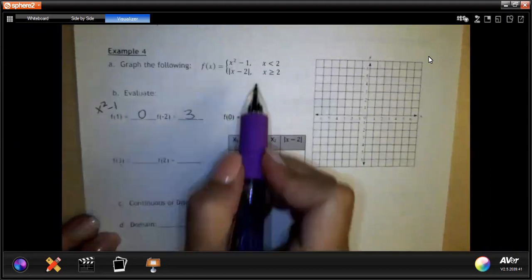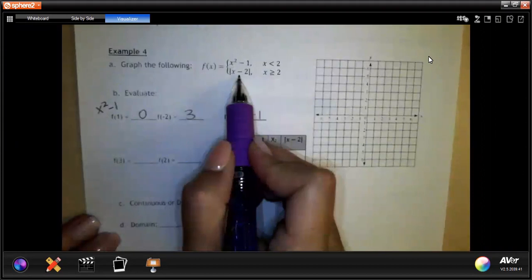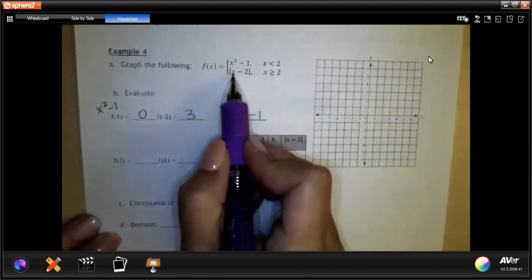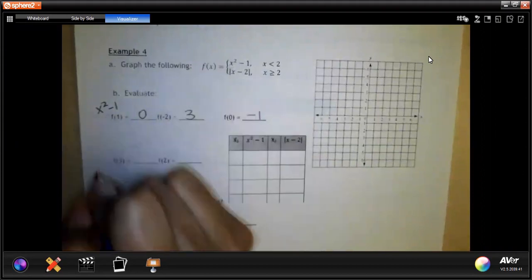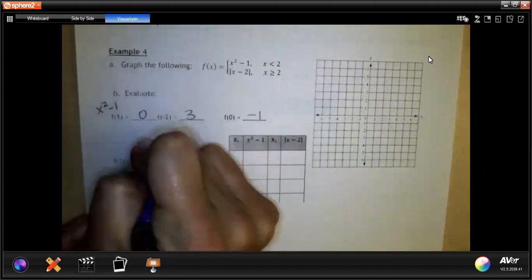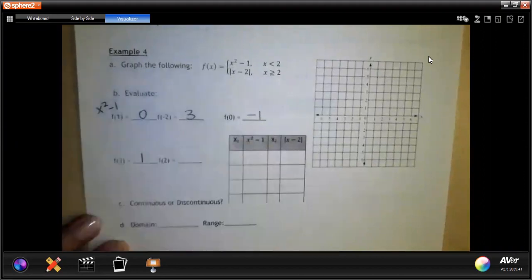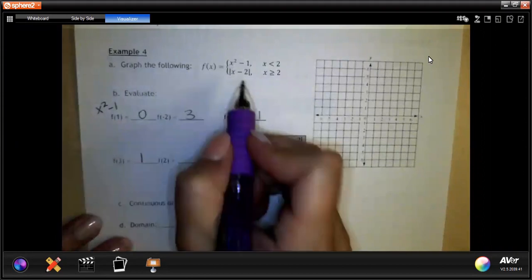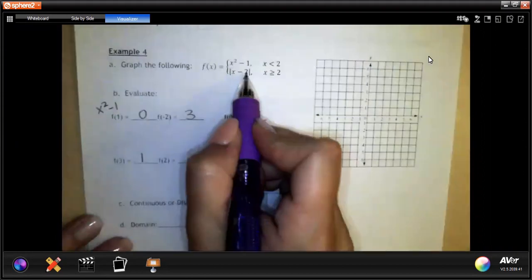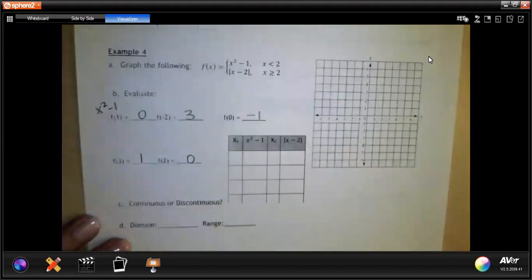On the 3 that we have down here, x is 3. 3 is greater than or equal to 2, so we're going to use this equation right here. So we would do the absolute value of 3 minus 2. 3 minus 2 is 1, and the absolute value of that is 1. If I plug in the 2 here, 2 minus 2 is 0, and the absolute value of 0 is 0.